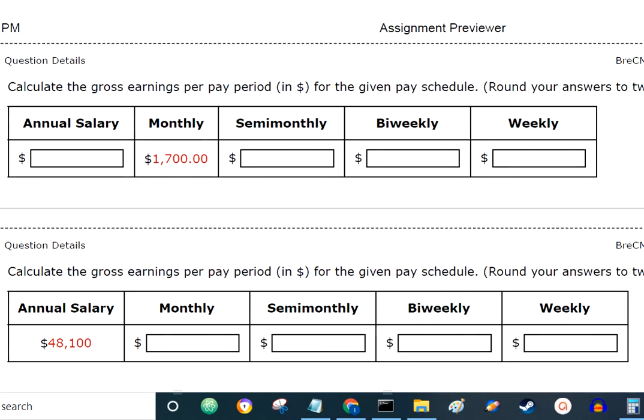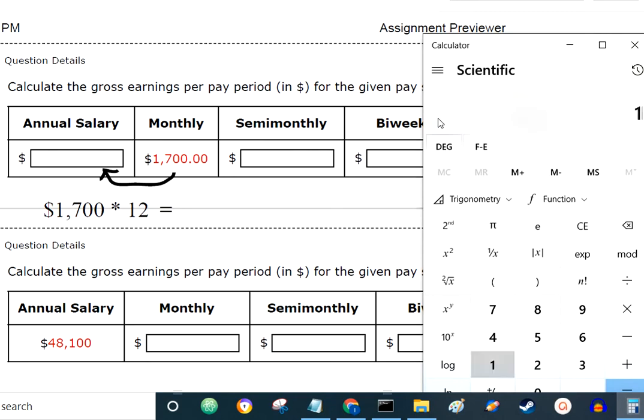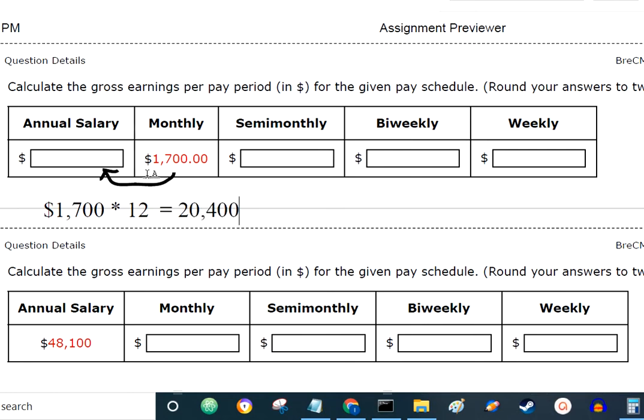Question 15 is asking you to break it down to semi-monthly paychecks, bi-weekly paychecks. If they're paid this monthly, you should start by finding out how much they're paid annually. So we're going to multiply that by 12. So 1,700 times 12 gives us 20,400. That's their annual salary. And we can use that to find out their semi-monthly salary.